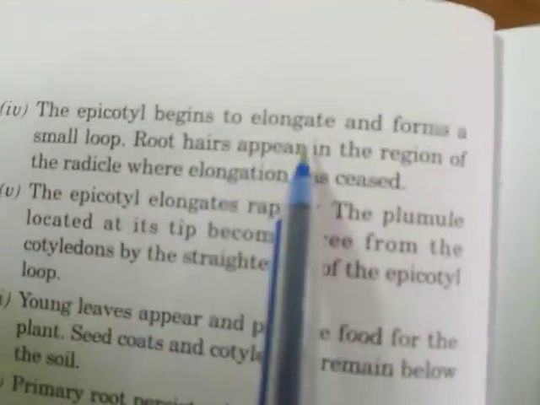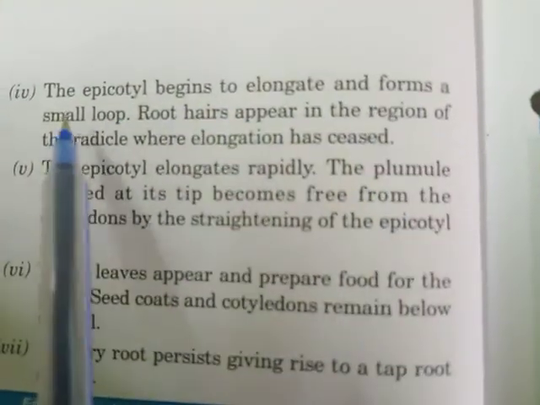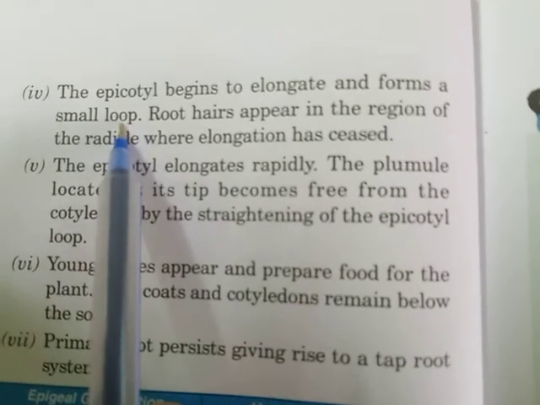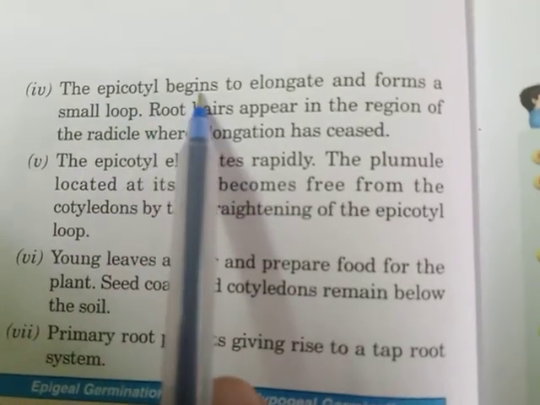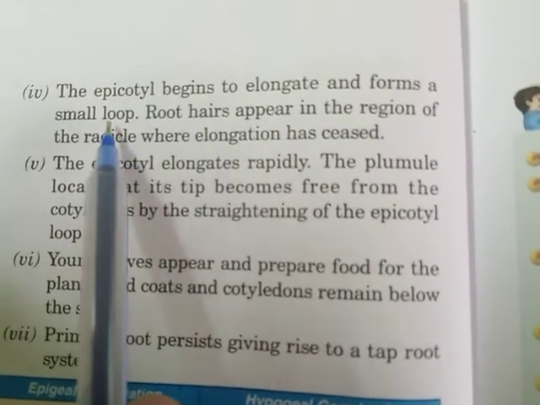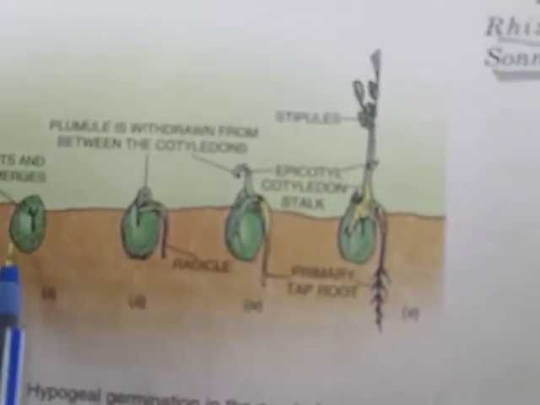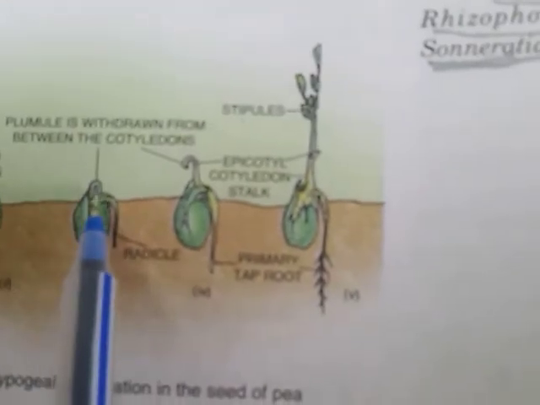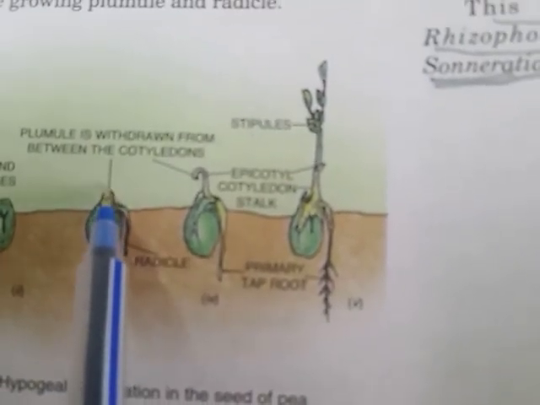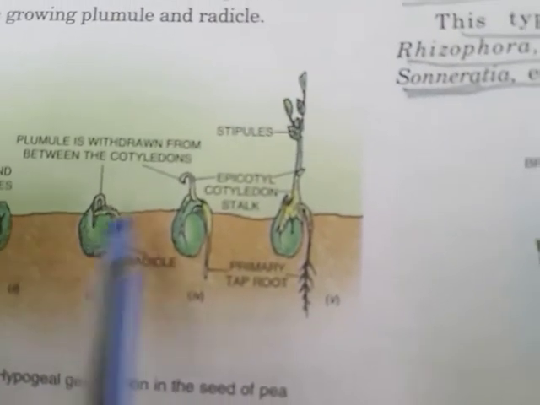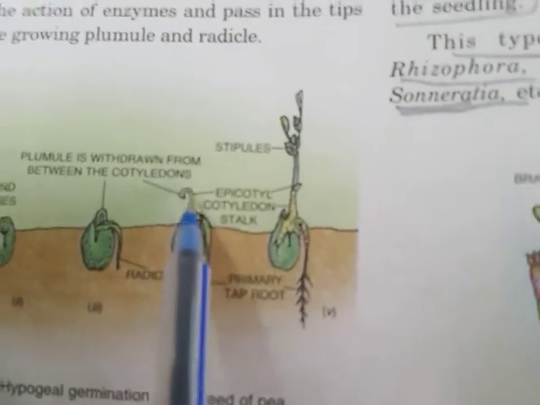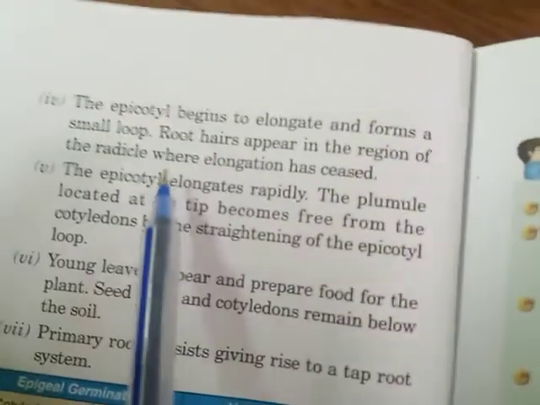into the soil. Now the epicotyl begins to elongate and forms a small loop. You can see here, this is the epicotyl. You can see this loop here, it forms a loop-like structure.